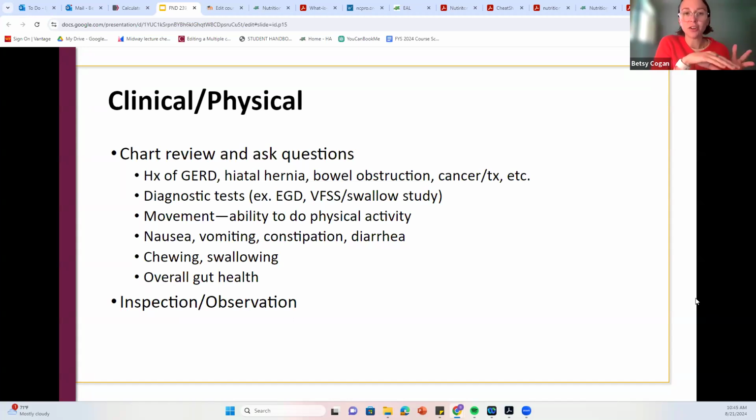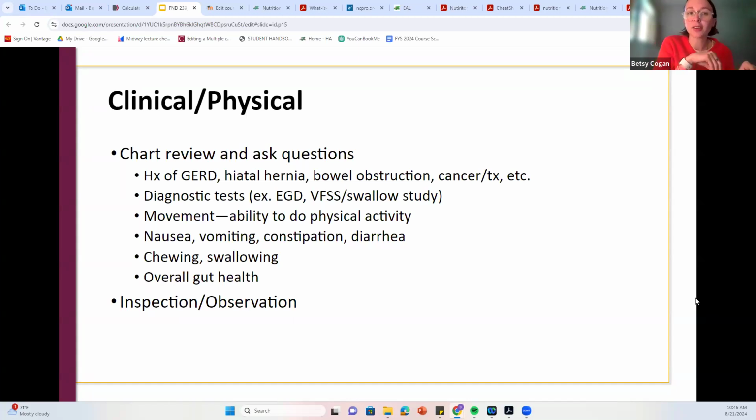Have they had other diagnostic tests that evaluate nutritional status or cardiovascular health, right? Have they had a swallow study? Things like that, right? How physically active are they? This could be really, really important when we talk about energy needs, right? What is their mobility? Are they able to cook for themselves, right? All considerations that influence nutrition.